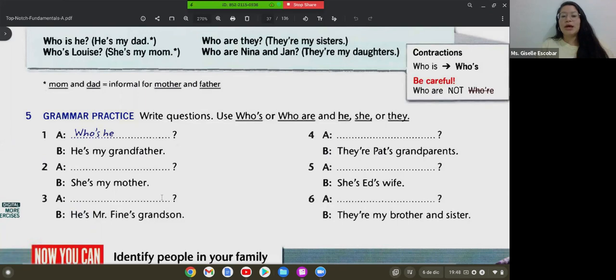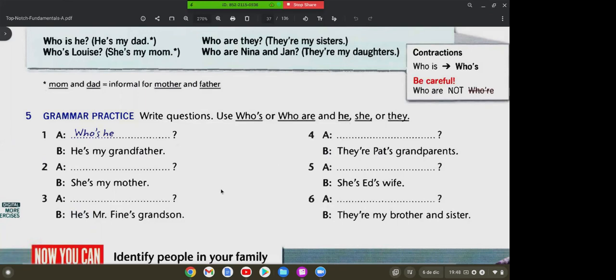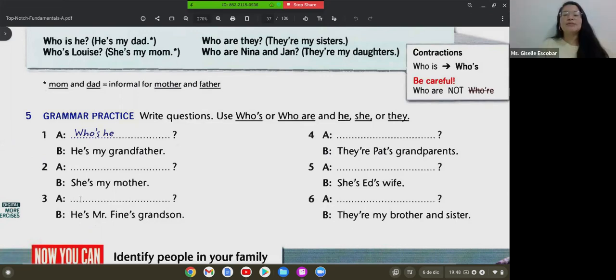Who's he, teacher? Who's he? ¿Quién es él? Ok. So, para tener bien en claro cuál va a ser la pregunta que vamos a crear, tienen que prestar atención en la primera palabra de la respuesta. He is Mr. Fine's grandson. He is. Está hablando de él. Responde diciendo, él es el nieto de Mr. Fine, del señor Fine.